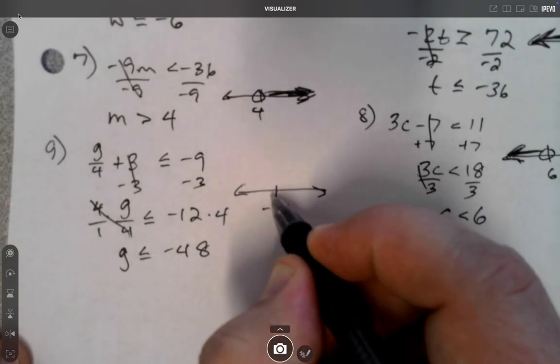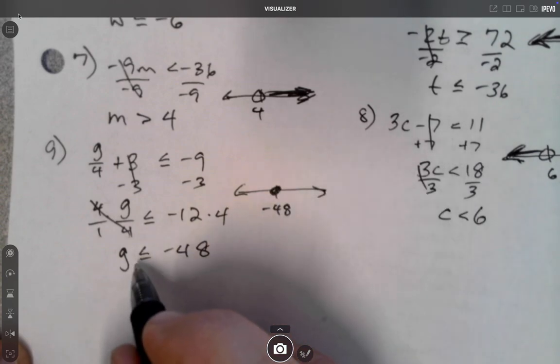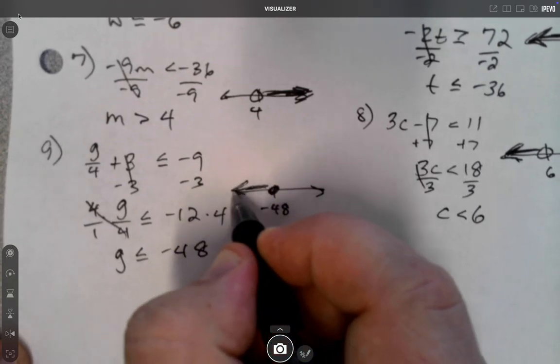So I put a closed dot on -48 because of the or equal to, and it's less than, so I shade to the left.